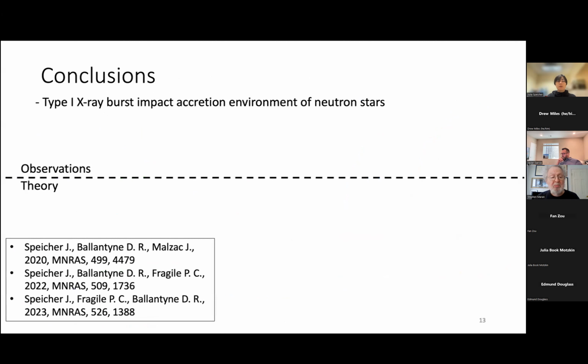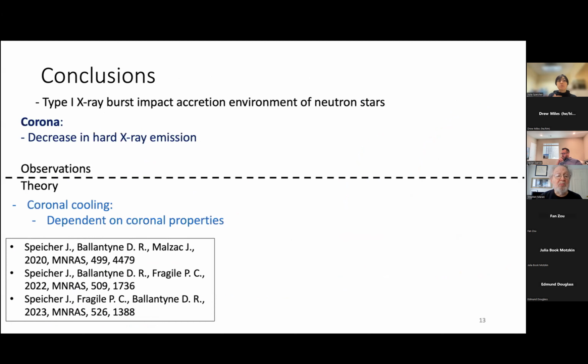To conclude, TAP and exobursts impact the accretion environment of neutron stars. For coronae, they cause a decrease in the hard X-ray emission, which can be explained with coronal cooling. Because this coronal cooling depends, besides on burst properties, also on coronal properties, studying how the hard X-ray emission evolves during reburst could be a way to infer these coronal properties.